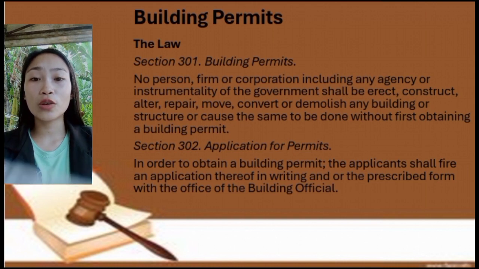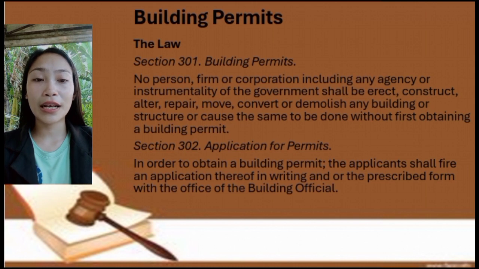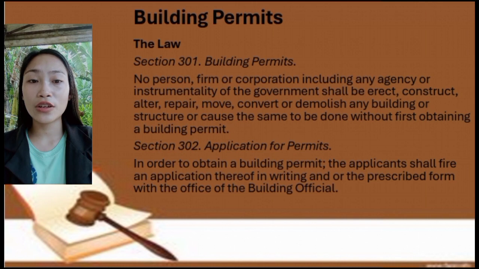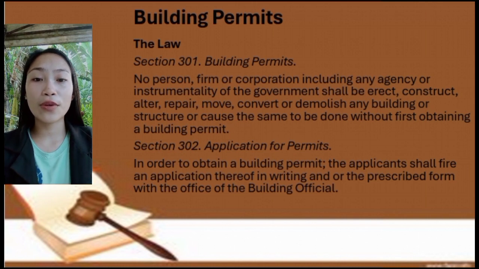Then we have Section 302, application for permits. In order to obtain a building permit, the applicant shall file an application therefor in writing and on the prescribed form with the office of the building official.